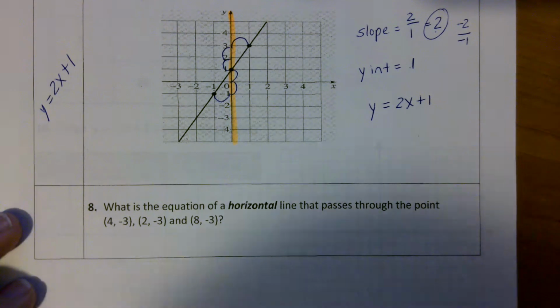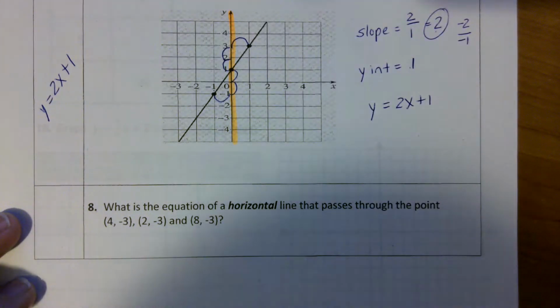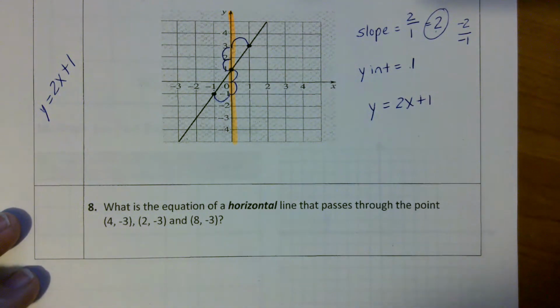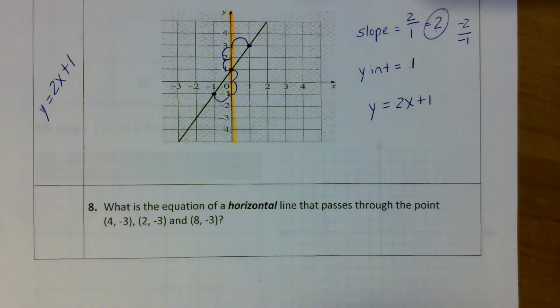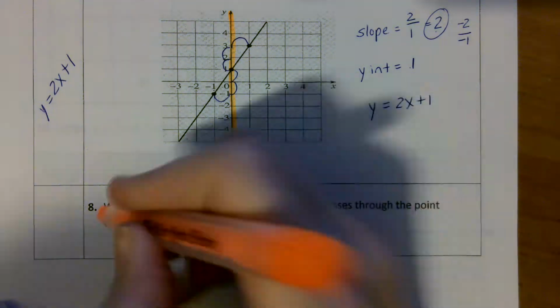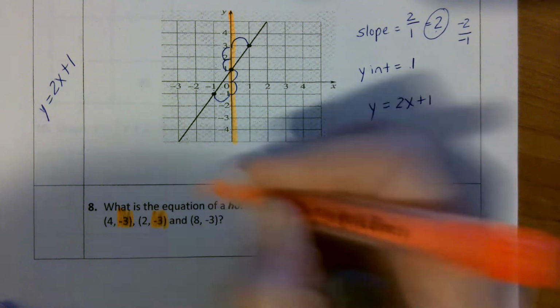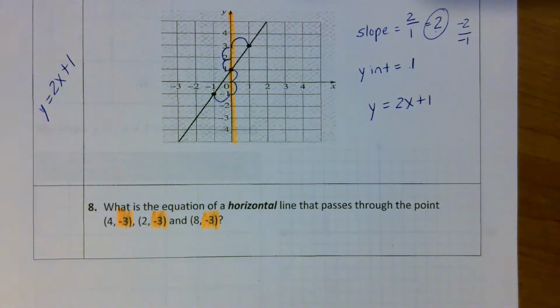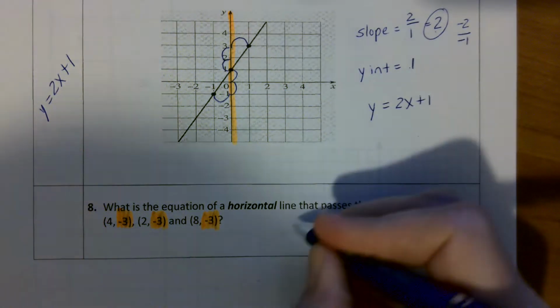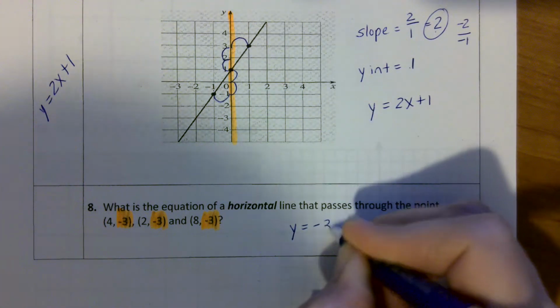Now, what's the equation of a horizontal line that passes through this point? Remember, math is all about patterns. And I take a look and I say, wait a second, I noticed something interesting. I noticed that the second number is always -3. So that's our y value. So the equation is y equals -3.